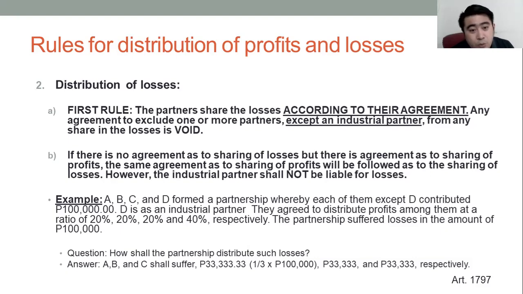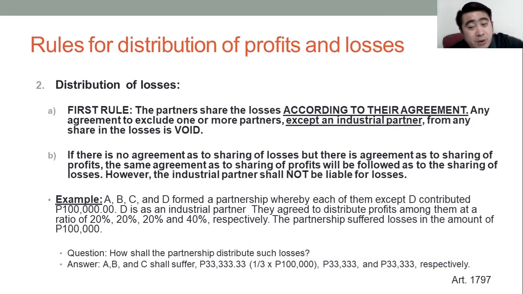Any agreement to exclude one or more partners except an industrial partner from any share in the losses is void. Remember this class. Hindi pwedeng i-exclude ang isang partner except an industrial partner sa share sa losses. Kasi yung industrial partner, wala naman siyang contribution eh. So kumbaga parang walang kakaltasin sa kanya.